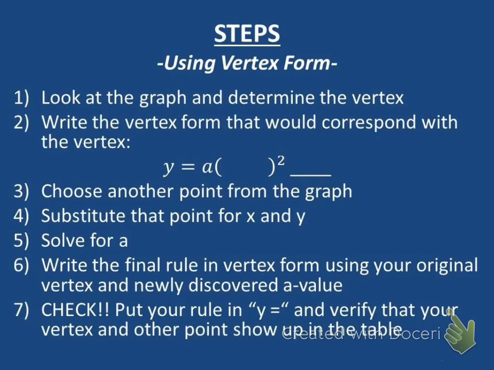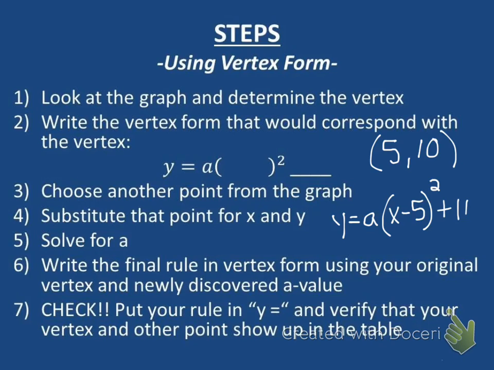For example, if we had a vertex of 5 and 10, so 5 for our x value, 10 for our y value, then we could set up a vertex form that looked like this, where on the inside of the parentheses we would have a -5, since the x value of the vertex is supposed to be opposite of what you see in the rule. And then on the outside we would have a +10, since the sign on the number on the outside of the parentheses is supposed to match what shows up in the vertex.